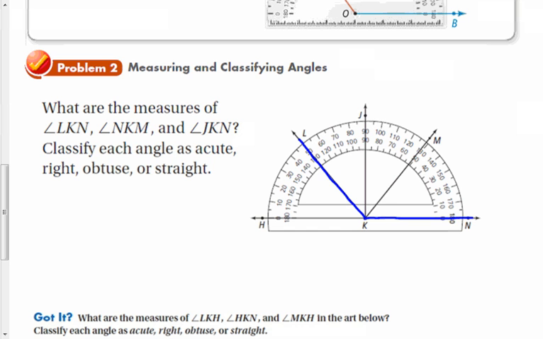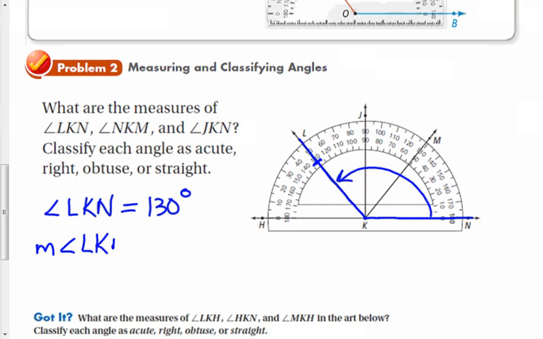To do that one, we're going to measure it this way, since it's an obtuse angle, and that would be this row here. So we can do this a couple ways, and I'll just show you the difference. We can say angle LKN equals 130 degrees. Or if we're talking about the measure, then we use a little m symbol to represent the measure of angle LKN. And then we're not going to use the degree symbol, because we're just talking about a number. So the measure is 130. So either way you want to do that.